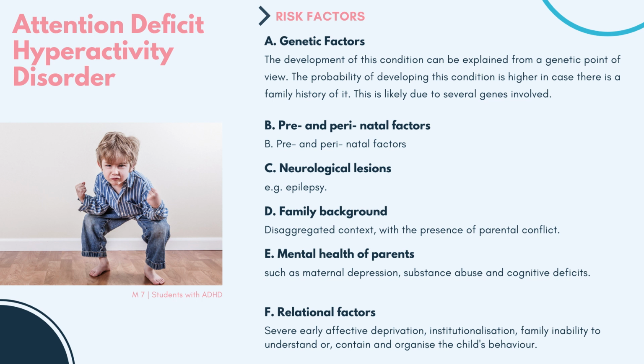D. Family background. A disaggregated context with the presence of parental conflict. E. Mental health of parents, such as maternal depression, substance abuse, and cognitive deficits. F. Relational factors, such as severe early affective deprivation, institutionalization, family inability to understand or contain and organize the child's behavior.